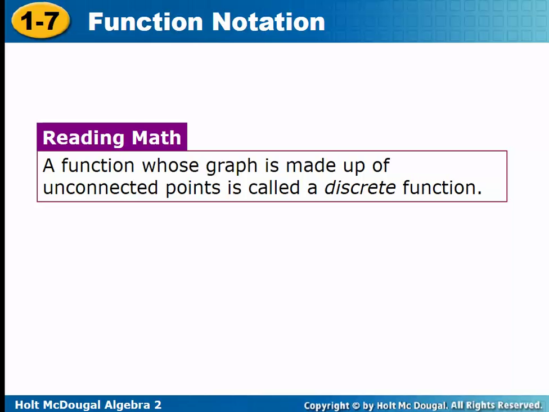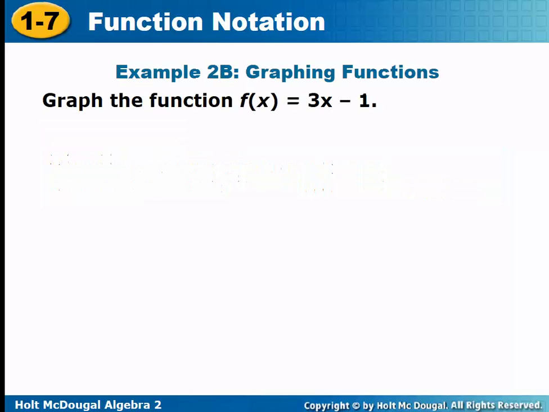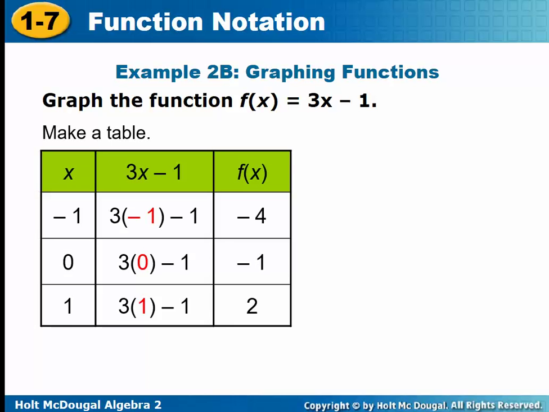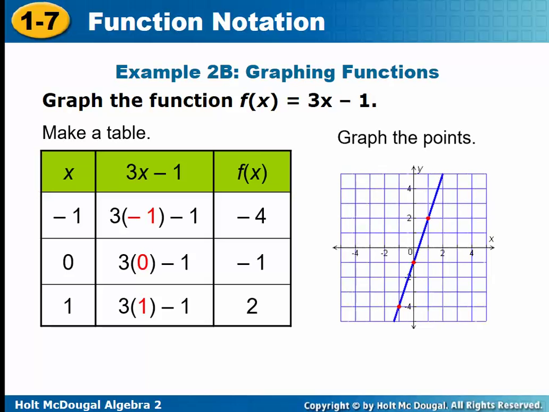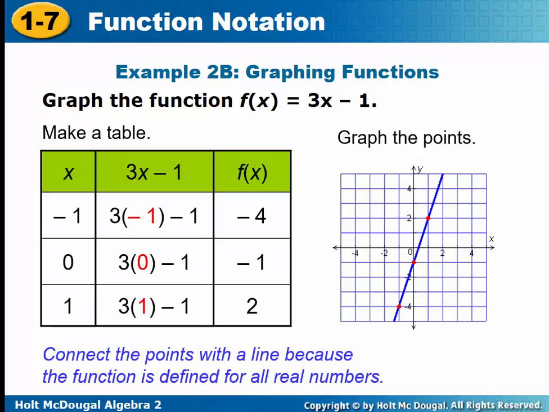If it's a set of unconnected points like this, that's discrete. If it's connected, it's continuous. This is an example of a continuous function. Make a table, graph the points, connect them, because unless they tell you what the domain is, or they list a set of coordinate points, and they tell you that the domain is only integers, we will assume that the domain is all real numbers.